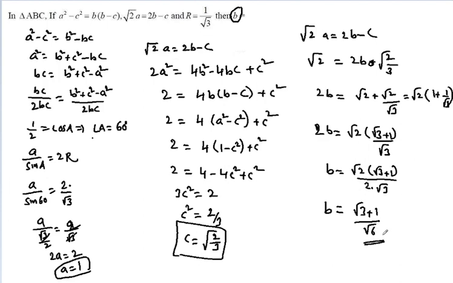This is the answer. So the value of B is (root 3 plus 1) by root 6. If a triangle ABC is a non-isosceles triangle and angle C is equal to 90 degrees, then (a square plus b square) by (a square minus b square) into sine of (A minus B) is equal to dash. Here it is given angle C is equal to 90 degrees. That means angle A plus angle B is equal to 90 degrees.